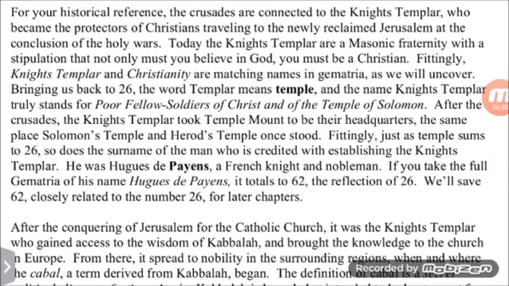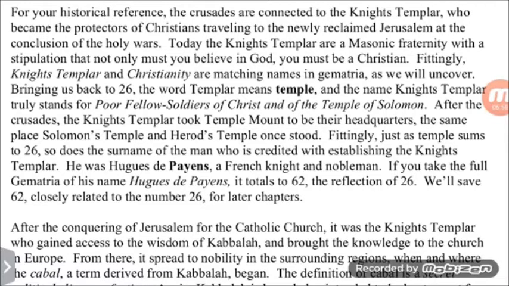Today, the Knights Templar are a Masonic fraternity with a stipulation that not only must you believe in God, you must be a Christian. Fittingly, Knights Templar and Christianity are matching names in Gematria, as we will uncover, bringing us back to 26. The word Templar means temple, and the name Knights Templar truly stands for poor fellow soldiers of Christ of the Temple of Solomon.